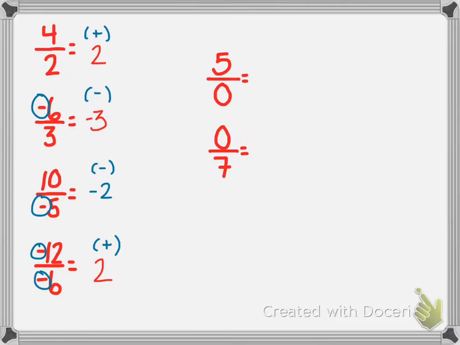I have a number divided by 0. So I have 5 friends and I want to give them 0 cookies. What is 5 divided by 0? 5 divided by 0 is undefined. Because I can't try to give somebody 0. I can't try to distribute or divide among 5, 0. So 0 divided by 7 equals 0.